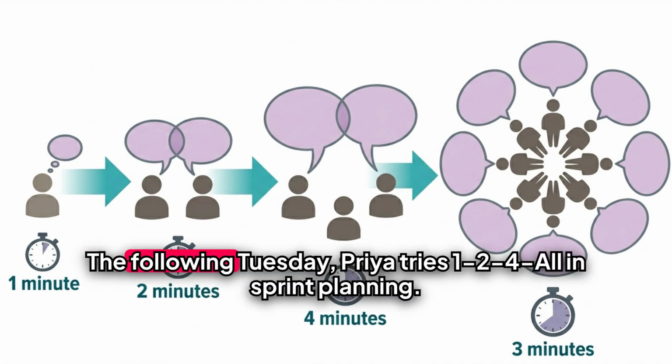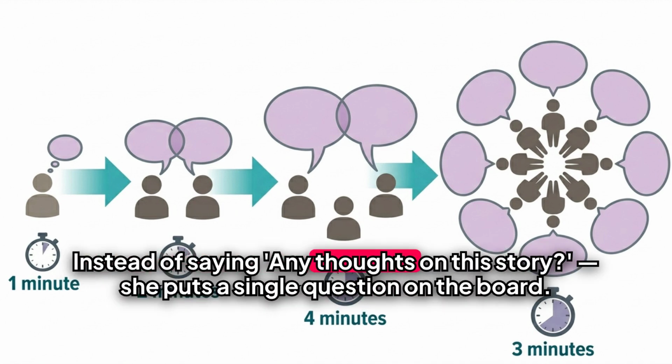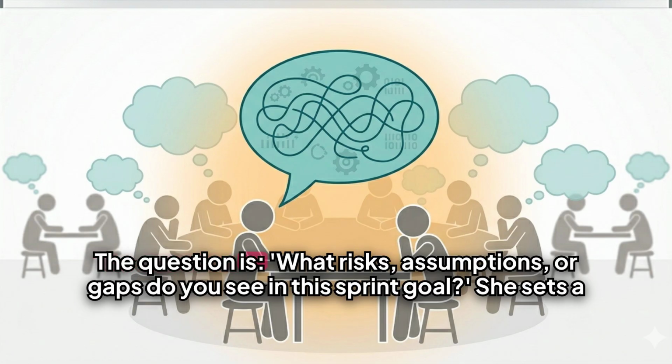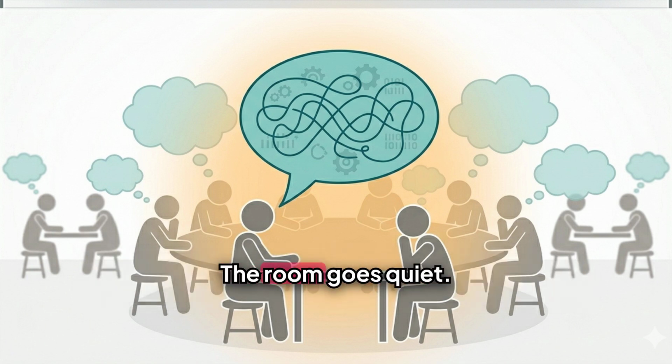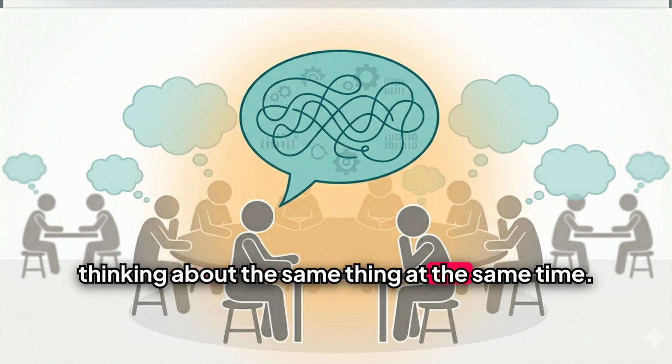The following Tuesday, Priya tries 1-2-4-All in sprint planning. She makes one change to how she opens the session. Instead of saying, "Any thoughts on this story?" she puts a single question on the board. The question is, what risks, assumptions, or gaps do you see in this sprint goal? She sets a 1-minute timer. The room goes quiet. And for the first time in her sprint planning sessions, every single person in the room is thinking about the same thing at the same time.